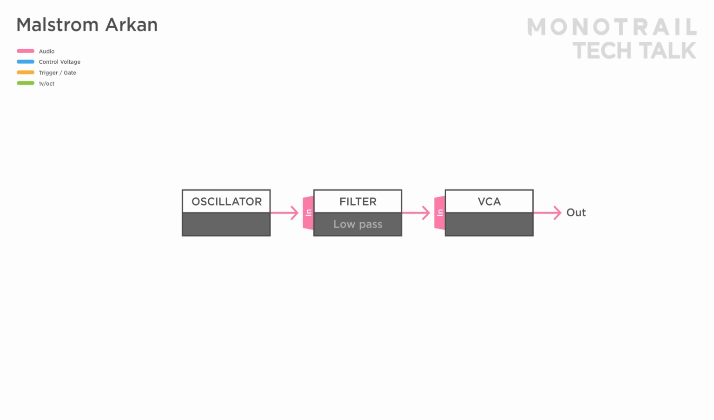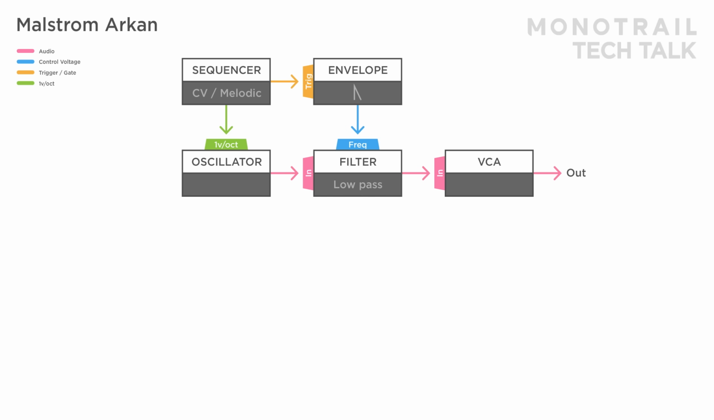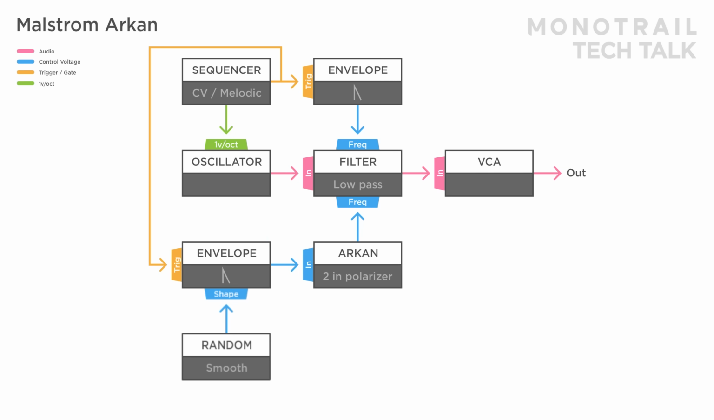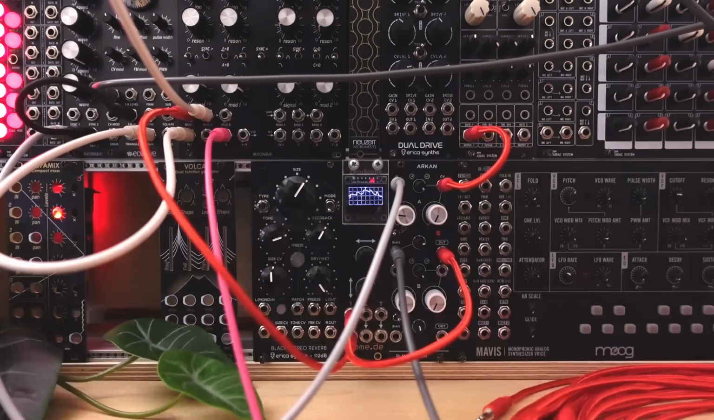Here's a simple example using a single oscillator voice as the start. A sequencer is tuning the oscillator and triggering a very short envelope, modulating the filter just a bit to add some structure. The more interesting filter modulation is created with a single channel of Archon used as a dual input polarizer. A second triggered envelope with some shape modulation is used as one input and the simple LFO as the second input. A smooth random voltage is polarizing the mix to create interesting modulation movement.